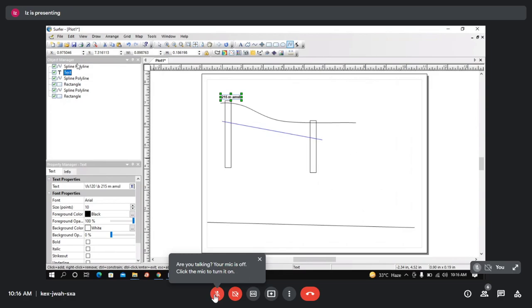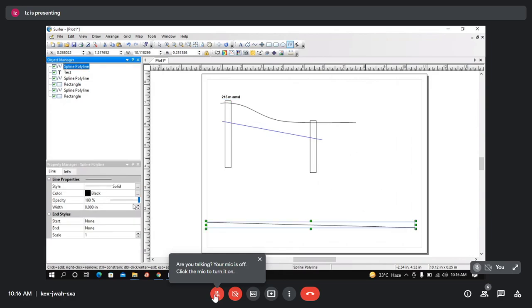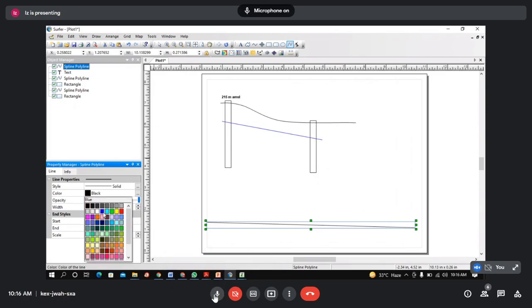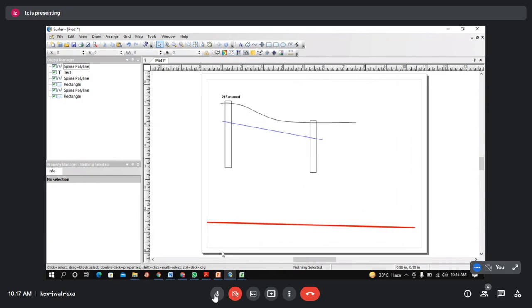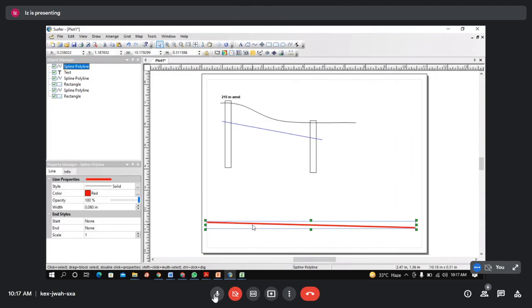Yes, I have asked a question. Why mean sea level? Who will answer? Equipotential surface. Okay. You are right. Who will add something? What is this basically? So it is the base level.